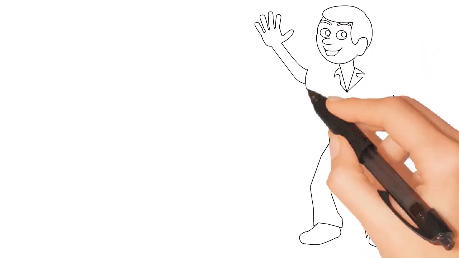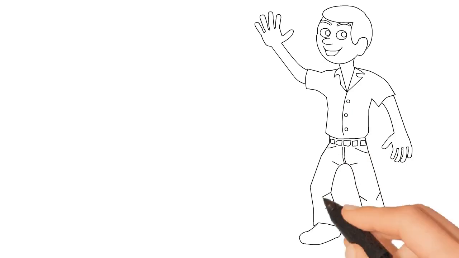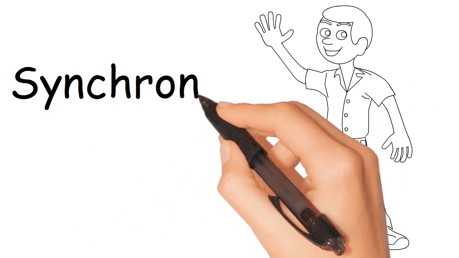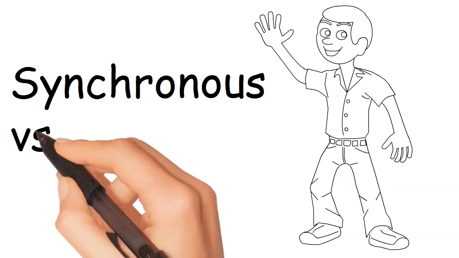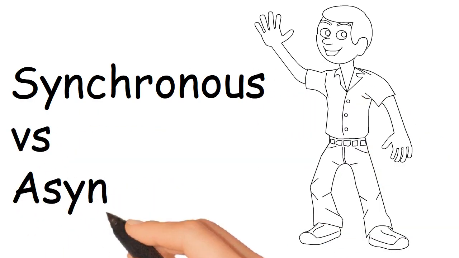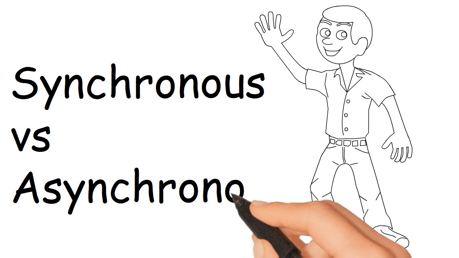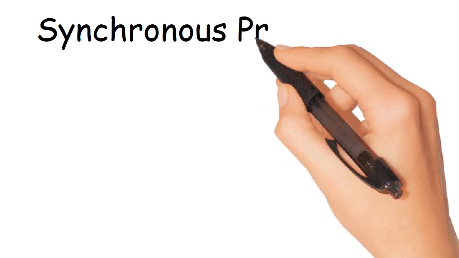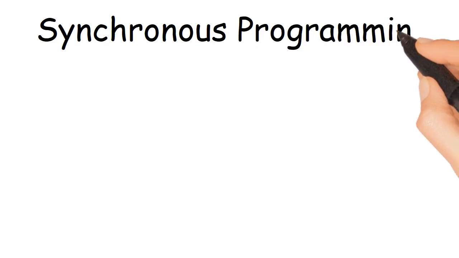In this video we will be talking about the difference between asynchronous and synchronous programming. So let's start the video. In this video we will be looking at some examples on differentiating between synchronous and asynchronous programming. Now in this section we will talk about what is synchronous programming.